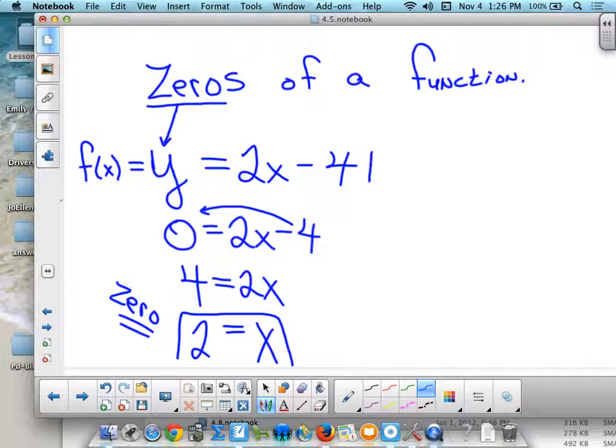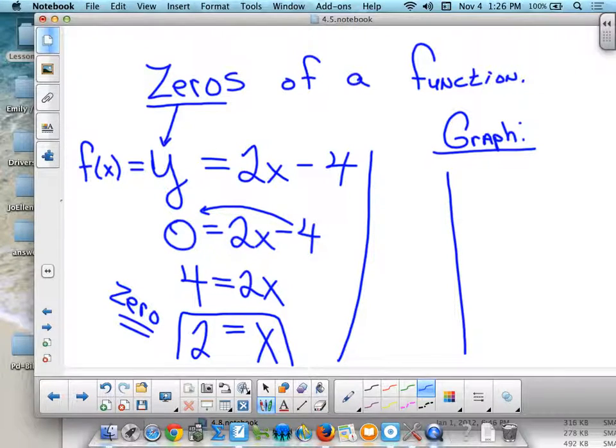So wait a minute. There is actually another way to get it, and it is to look at the graph. If I graph your function, because it's x to the first and y to the first, it's what kind of function? Linear. We should be able to graph this in 2 seconds. Start at the y-intercept, down 4: 1, 2, 3, 4. Slope of 2 over 1, right? So up 2 over 1, up 2 over 1. So there it is.